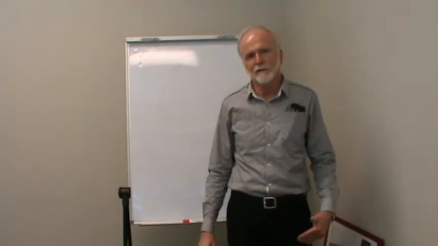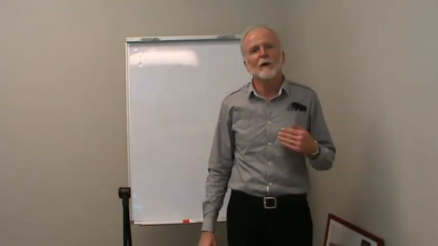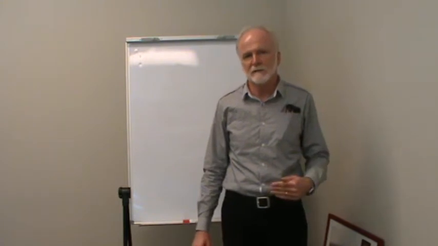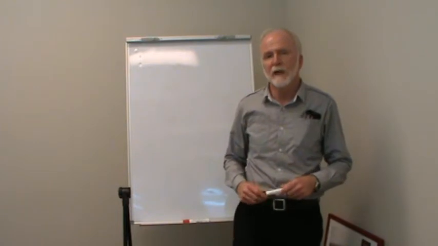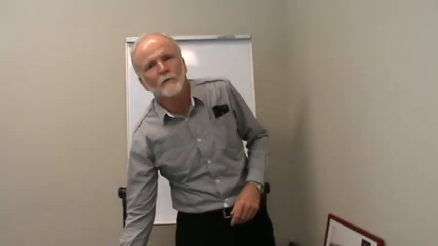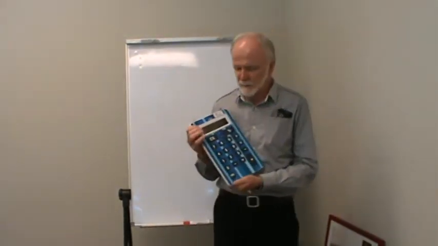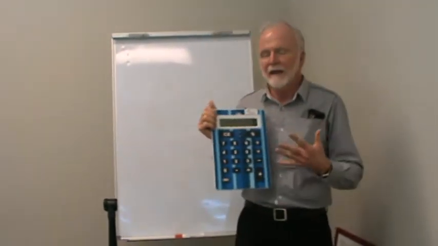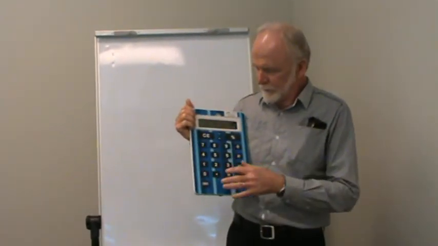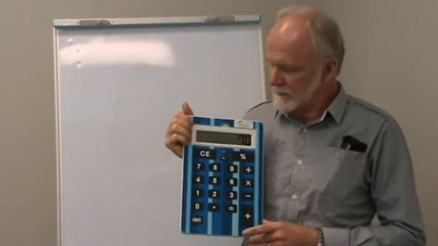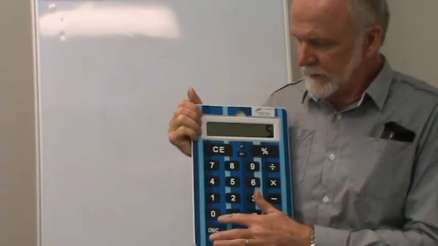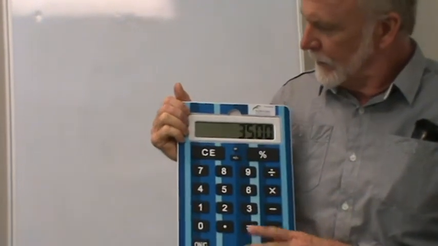The next step in teaching the multiplication algorithm is multiplying tens by tens. And just as we did when we were multiplying ones by tens, we need to use the calculator to teach what happens when you multiply tens by tens. So any tens number, let's say for example 70, multiplied by any other tens number, so let's try 50, and what answer do we get?